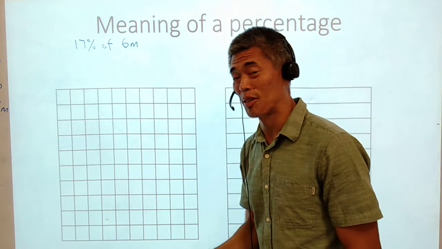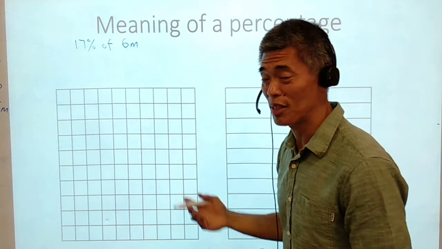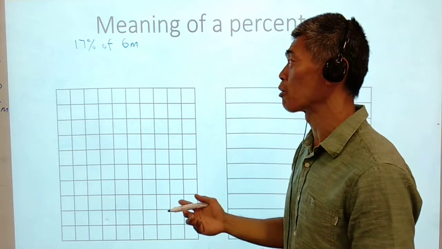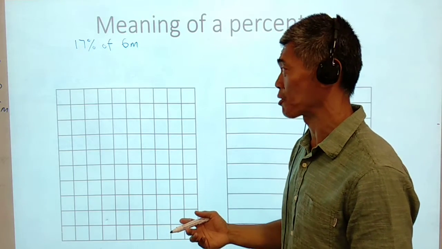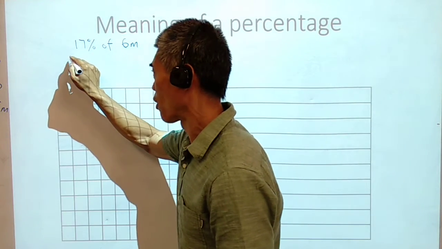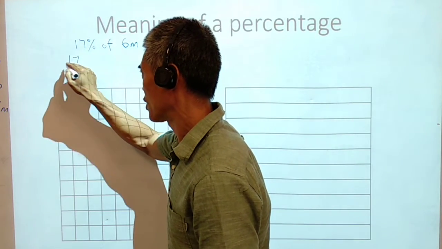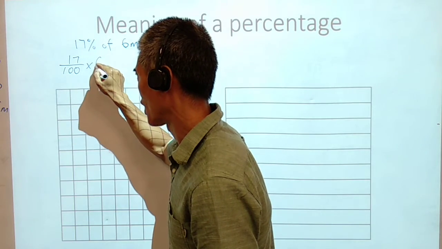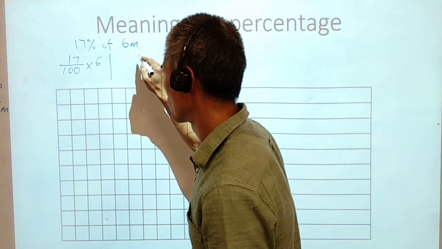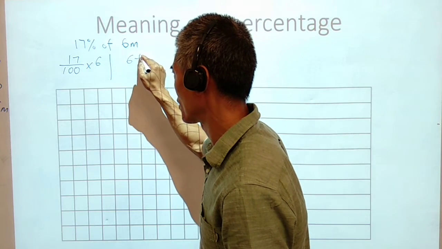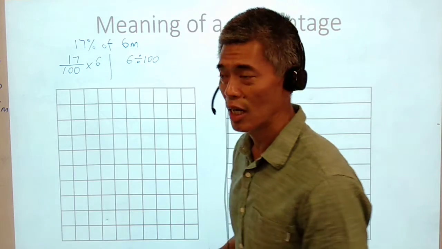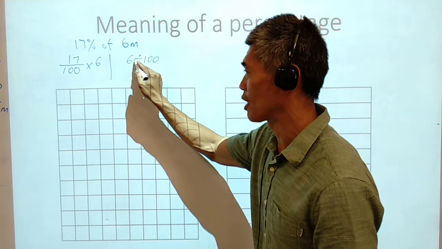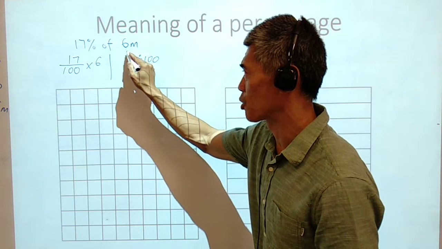17% of 6 meters. Now this means dividing 6 meters into 100 parts and finding how long 17 parts are. So first of all, see that 17% is 17 out of 100 times 6. How do we go about it? We take 6 divided by 100. That gives me 0.06 because I would have shifted the decimal place 2 places to the left.